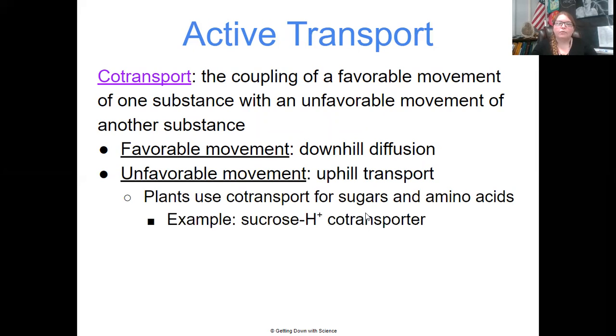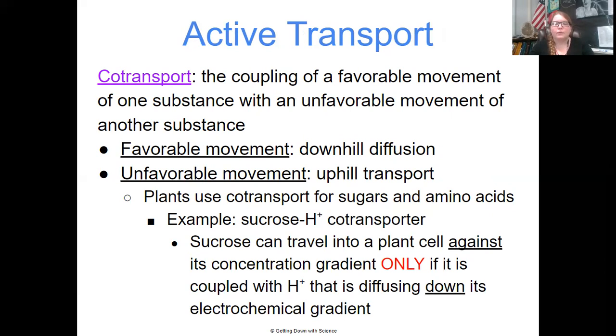So plants use co-transports for sugars and amino acids. There is a sucrose hydrogen co-transporter. Sucrose can only travel against its concentration gradient if it's coupled with hydrogen that is diffusing down its gradient. So this could be important if we think about it. Think about what plants do with their excess sugar, right?